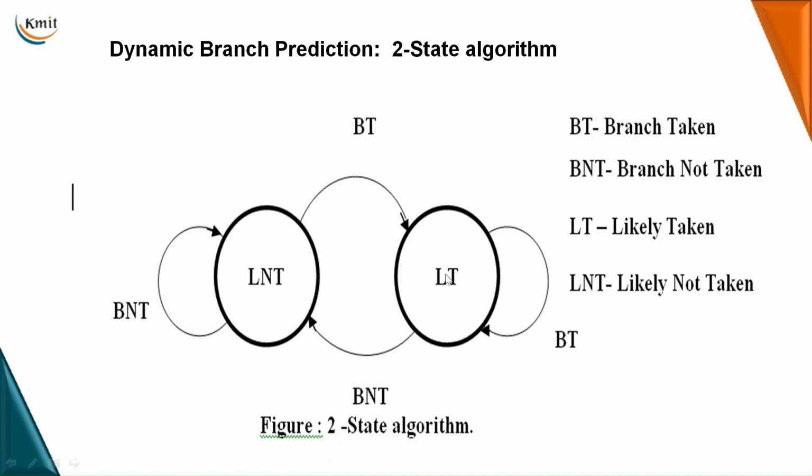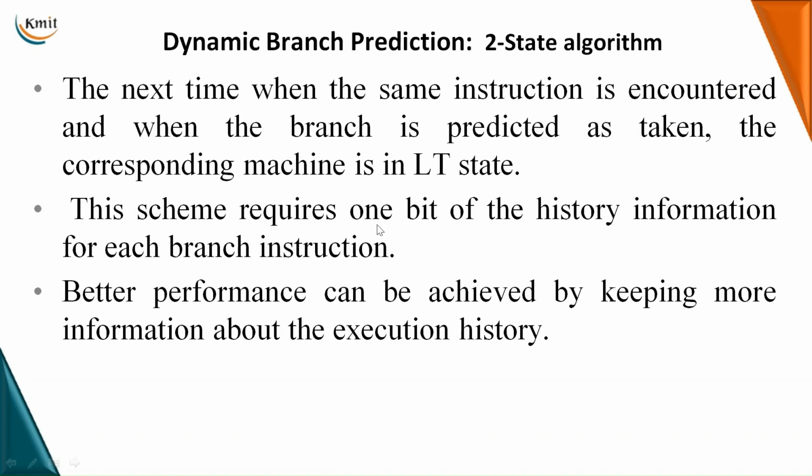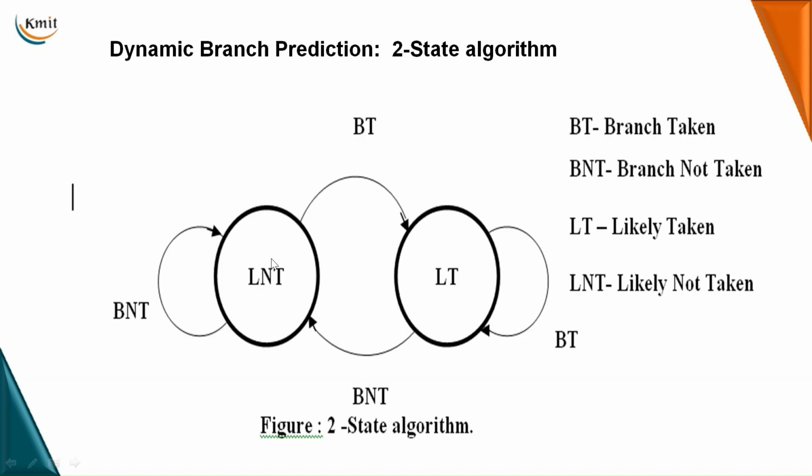So here we have a two-state algorithm which contains two states, likely taken and likely not taken. It requires one bit of history information for each branch instruction. If it is 0, it means branch not taken. If it is 1, it means branch taken. So you require a 1-bit field which is either 0 or 1. If the branch is taken, it is 1. If the branch is not taken, it is 0.